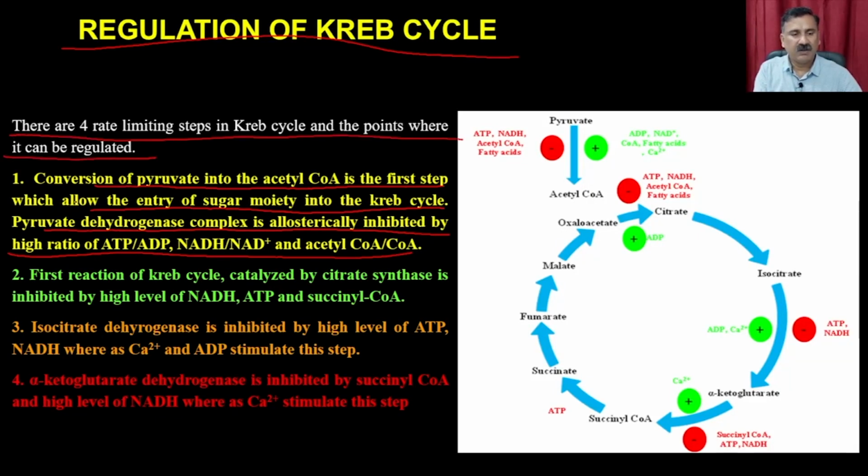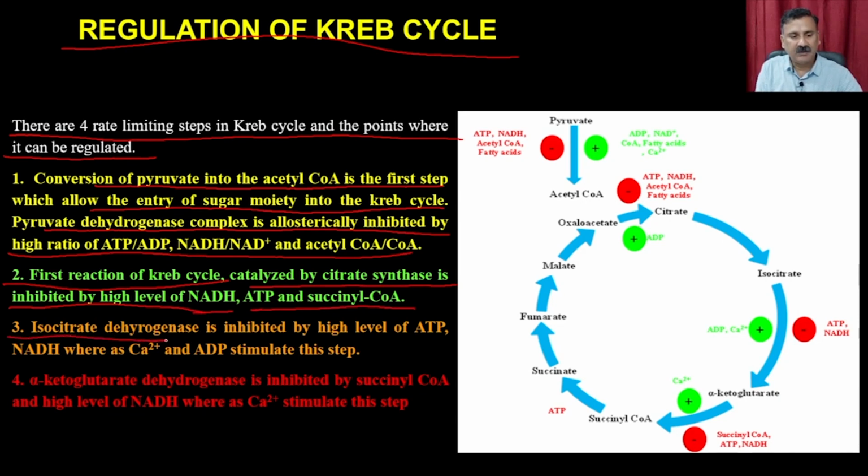First step is the conversion of pyruvate into acetyl CoA, the step at which all the sugar molecules are entering. And this pyruvate dehydrogenase complex is allosterically inhibited by the high ratio of ATP and ADP and acetyl CoA versus the coenzyme A. Then the second is the first reaction of the Krebs cycle, catalyzed by citrate synthase. This reaction is inhibited by the high level of NADH, ATP and succinyl CoA.